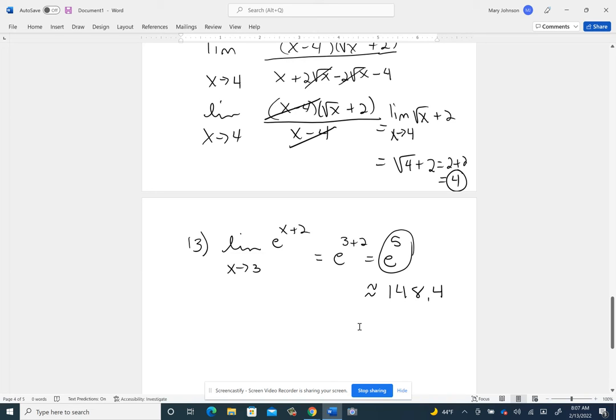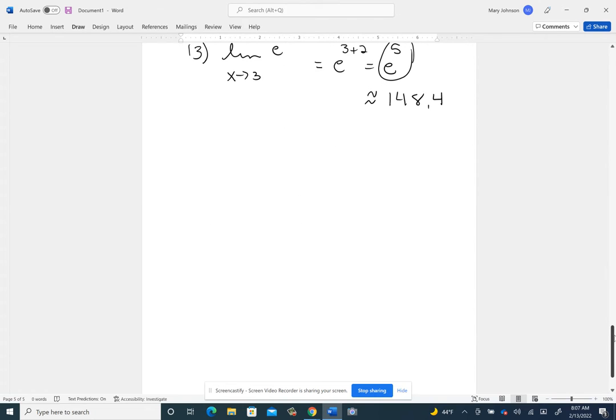All right, let me continue. And now I'm moving into the section of the test where it talked a lot about whether something had a removable or non-removable discontinuity. Okay, so let me go ahead and take a look at all of these. This caused more problem than I expected.